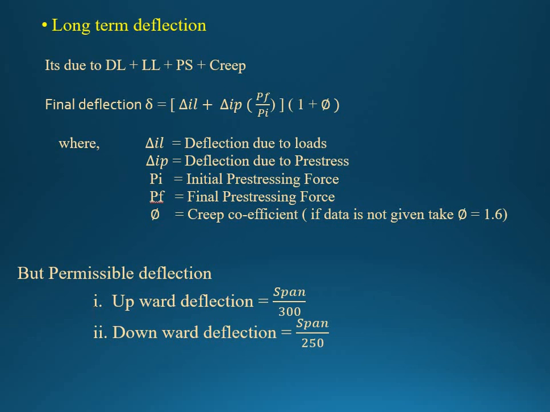And the next thing is permissible deflection. Here, these values you can also check in the IS 456 codebook. These values are available, or this permissible deflection they have mentioned there. So for upward deflection, the permissible limit is span by 300. For downward deflection, the permissible limit is span by 250. Like that, there are permissible deflection values.